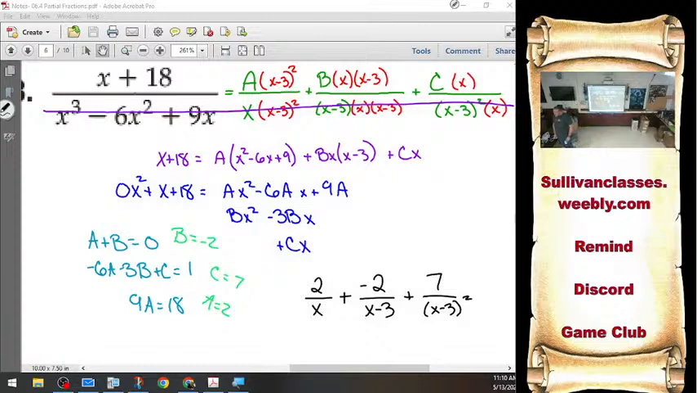Now, where these start to get a little funky is what happens when I have a repeated factor and my numerator is greater.